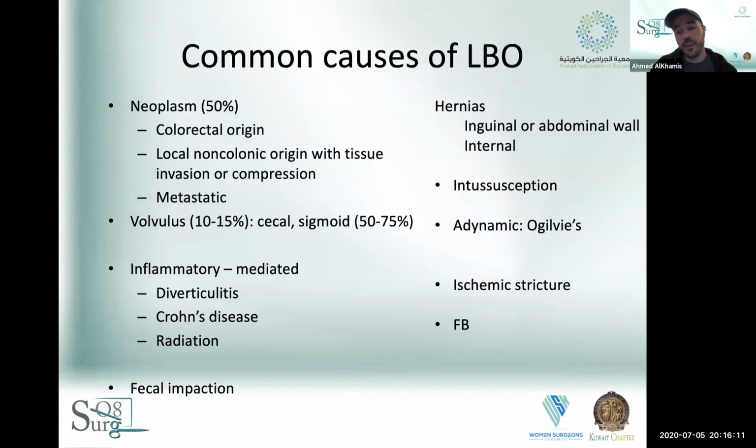Intussusception. I'm not going to talk about this, but for any adult patient with intussusception, it's cancer until proven otherwise. So for you, you can always do some sort of oncological resection for it. Never try to reduce the intussusception. Ogilvie, we're going to talk about a little bit. Ischemic stricture, we'll talk a little bit. Foreign body, self-explanatory, and I'm not going to talk about, okay?